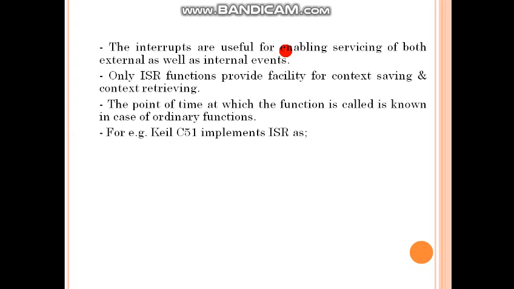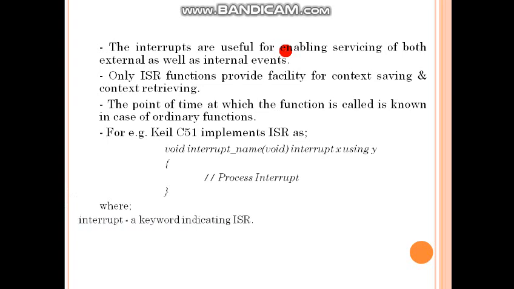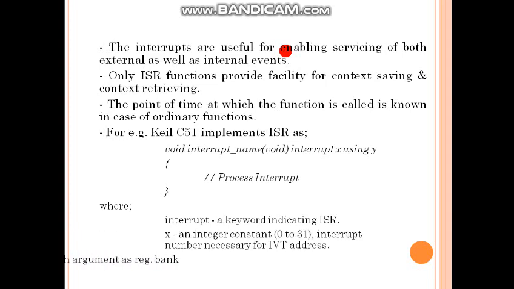For example, Keil C51 implements the ISR as void interrupt, named as void interrupt X using Y, having brackets with a certain process inside and the bracket completion, where interrupt is a keyword indicating ISR, that is interrupt service routine. X is an integer constant from 0 to 31. The interrupt number is necessary for the IVT address.